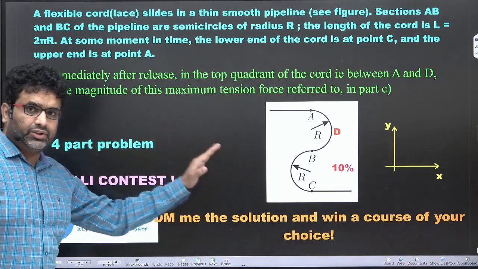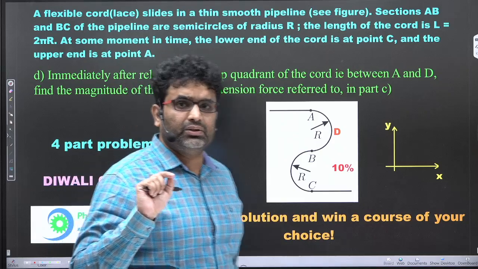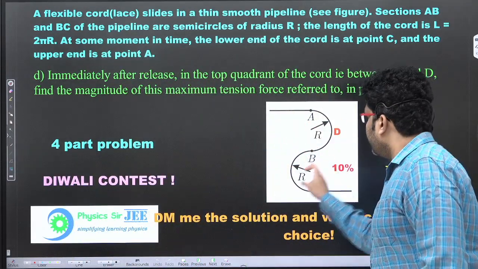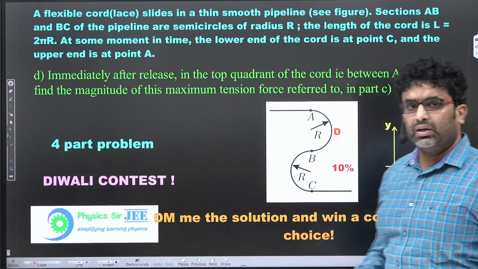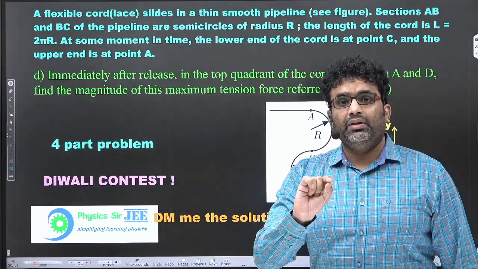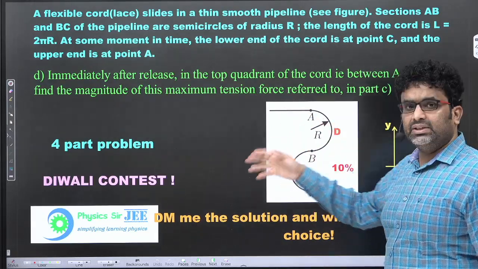Again, it's a continuation of the third, part C. So you found out, let's say, the location of that point between A and D only. Between A and D, I don't want for the entire thing. Between A and D in the top quadrant, you found the point where the tension is maximum. I want the magnitude of that maximum tension in terms of obviously M and G, etc.